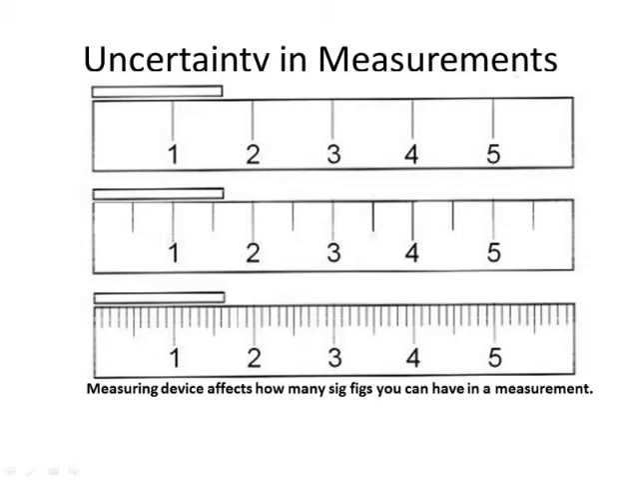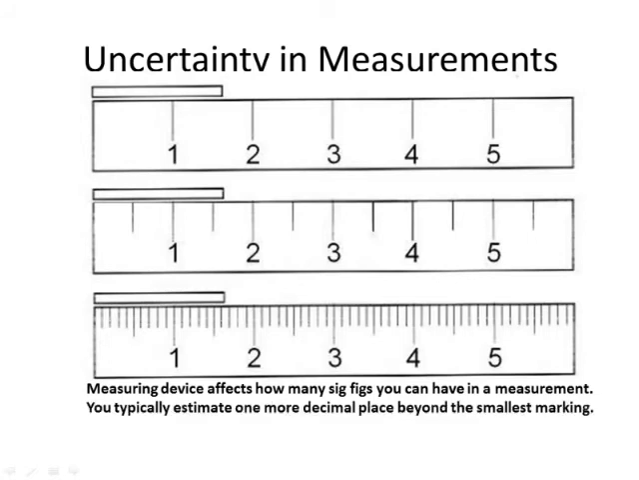If we look at the top ruler versus the bottom ruler, we can get more significant figures from a measurement with the bottom ruler because we have more markings. It's a higher quality measuring device. Keep in mind, you typically estimate one more decimal place beyond the smallest marking you have.